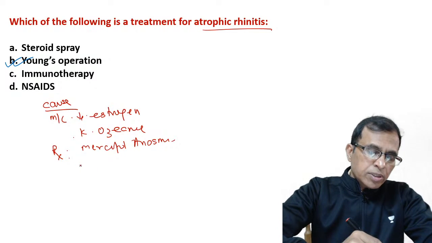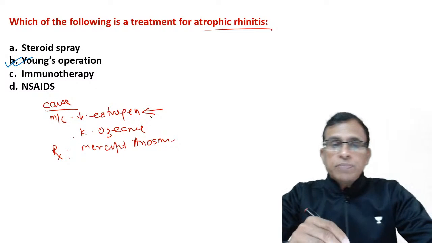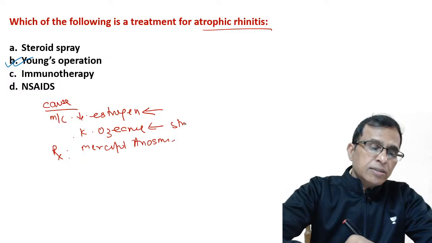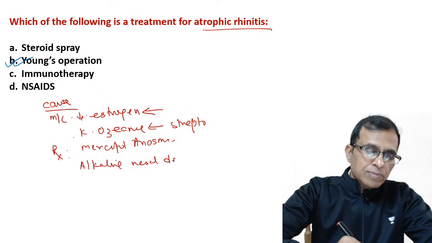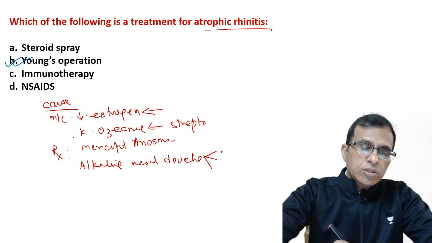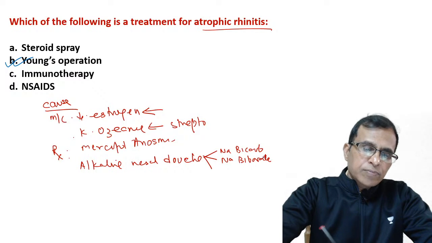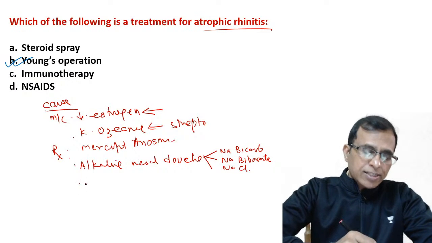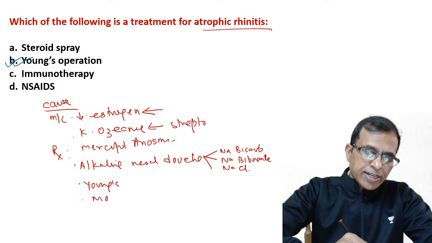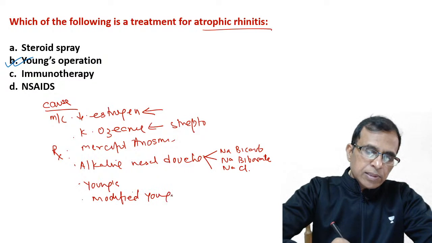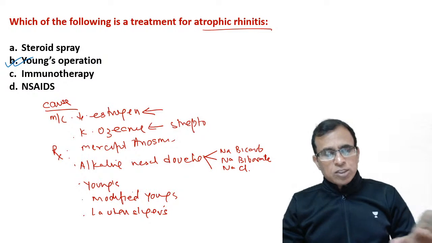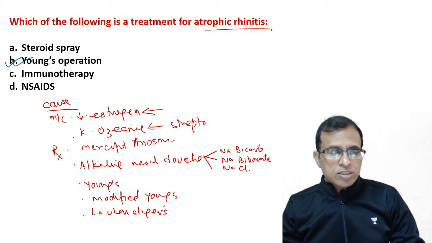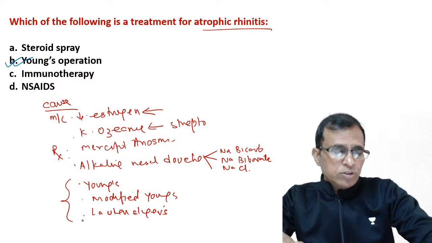Now treatment, the most important thing is, if the estrogen is less, you have to supplement estrogen. If there is this bacteria, then you give streptomycin. But there is alkaline nasal douche, very important. There are 3 salts: sodium bicarbonate, sodium biborate, sodium chloride. Then surgeries like Young's operation, modified Young's operation, and Lautenslager surgery. In the PG exam, they also ask you what is done in Young's operation, what is done in modified Young's operation, what is done in Lautenslager surgery. You have to know that, but not now. For the PG exam, you have to know all this.